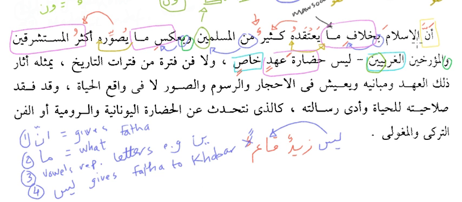I'll translate now. أن الإسلام, that indeed Islam, بخلاف, unlike, ما يعتقده كثير من المسلمين, many of the Muslims believe it, وبعكس, and in opposite, ما يصوره أكثر المستشرقين, what most of the mustashriqeen, orientalists, imagine or picture, والمؤرخين, and the historians, الغربيين, Western historians, ليس حضارة عهد خاص, is not a civilization of a certain period.